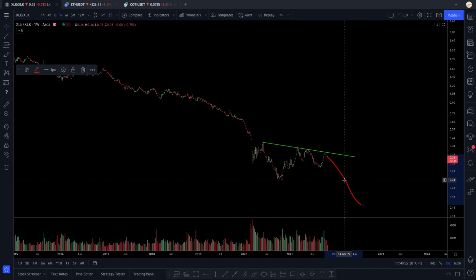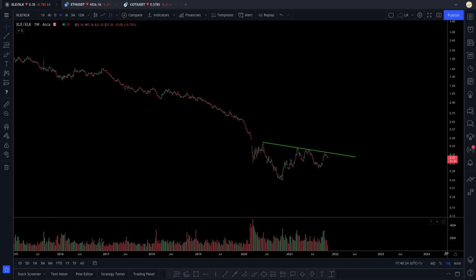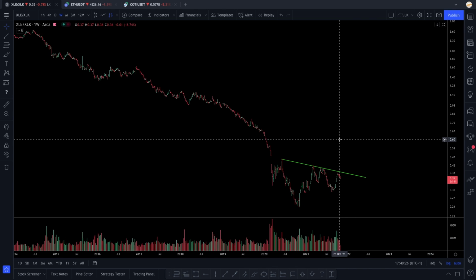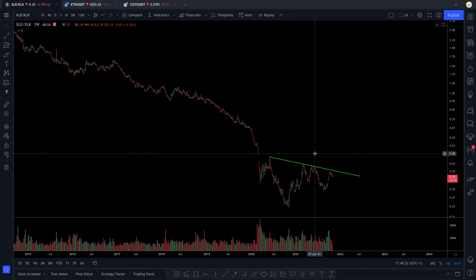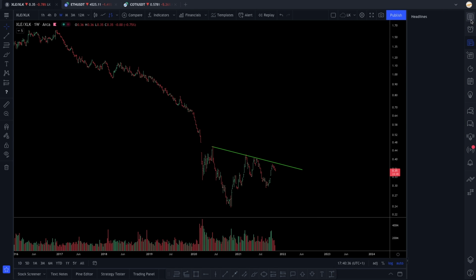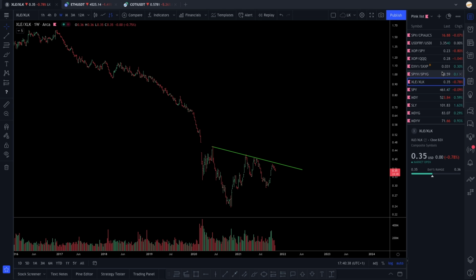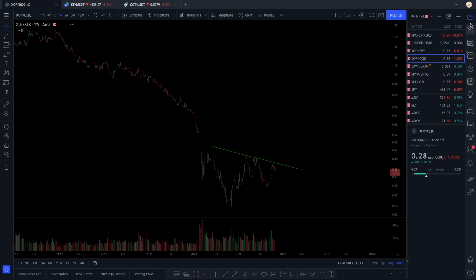There is no uptrend there. So I was anticipating a move up, and it just did not happen. So right now, I'm not rushing into energy stocks. I'm taking a break because technology is just much stronger right now.